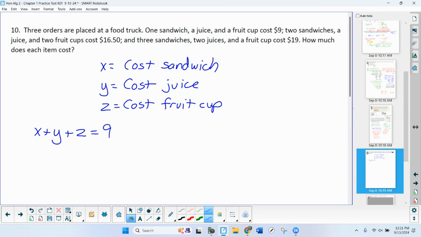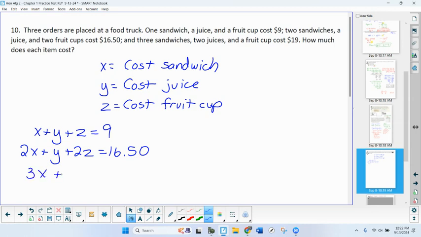How about the next one? 2x plus y plus 2z equals $16.50. Okay, 2x plus y plus 2z equals $16.50. How about the next one? 3x plus z equals 19.